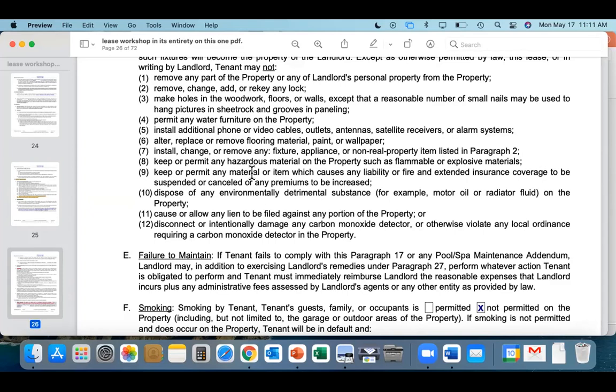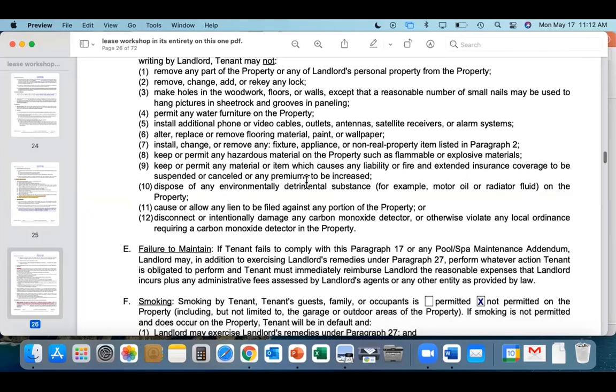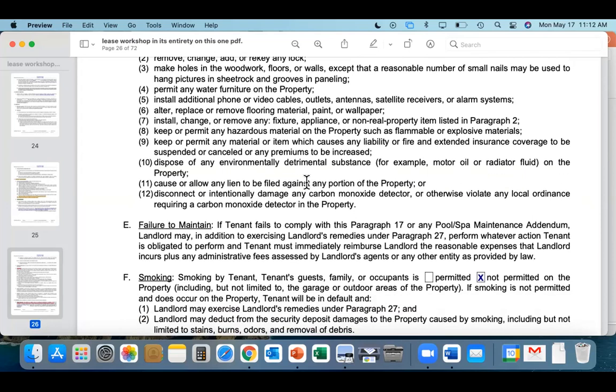That's kind of passé. They can't alter, replace, or remove flooring material, paint, or wallpaper. They can't install, change, or remove any fixture, appliance, or non-realty property item listed in paragraph 2, that would be the fridge, washer, dryer.